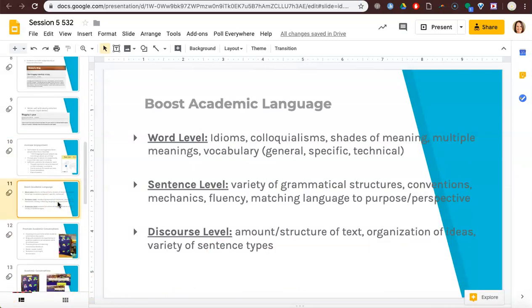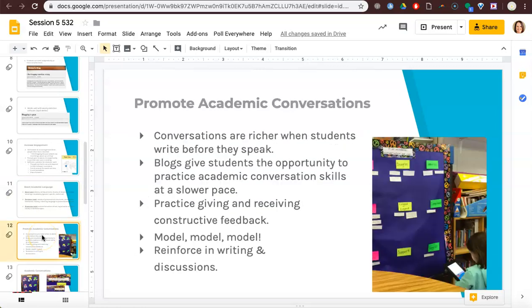Blogging also boosts academic language. So we know the 3 levels of academic language. Likely you've talked about this in foundations and methods. But blogging promotes academic conversations. Conversations are richer when students write before they speak, right? When they have time to think and gather their thoughts and put everything together before they speak with other students. So blogs give students that opportunity to practice academic conversation skills at a slower pace.